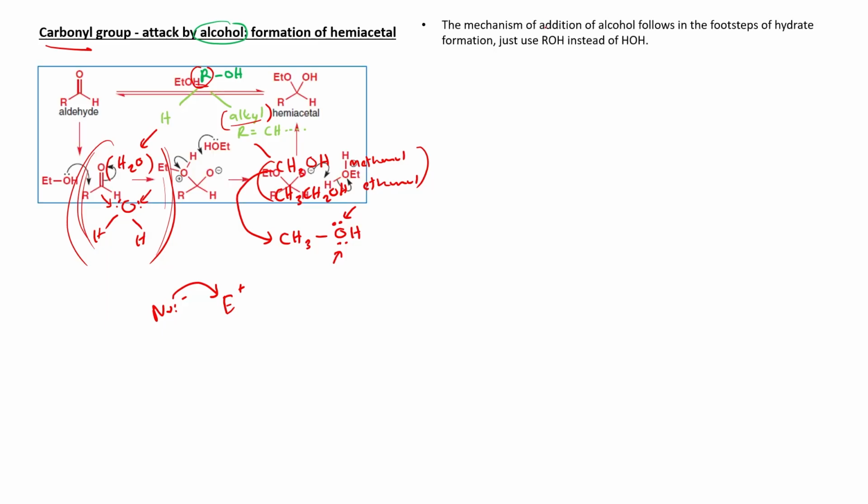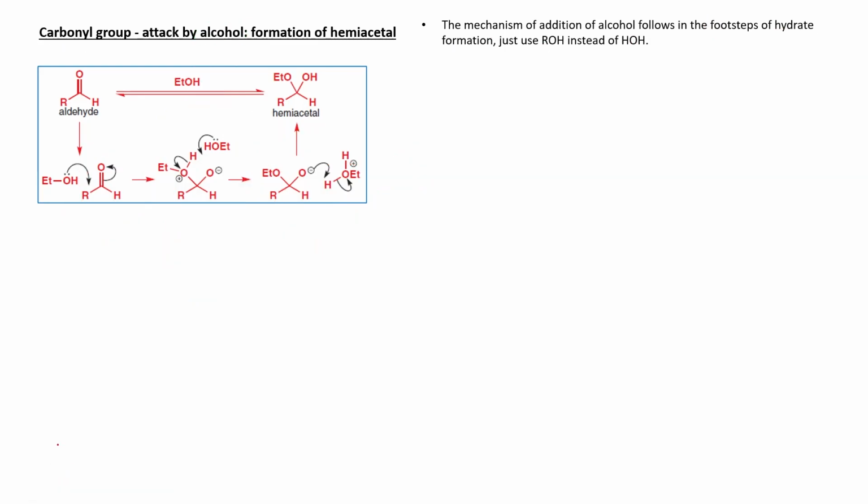So the mechanism of addition of alcohol follows the footsteps of hydrate formation that we learned before, just using ROH instead of HOH. So let me remove the ink first. It's more or less the same. The difference here is, if you look here, they have the Et. Et here means what? Et is the ethyl group, CH3CH2. So that is Et, ethanol, and because you have OH there, you have the ethanol. So that's what Et means here.